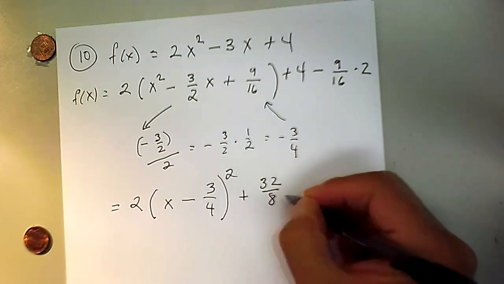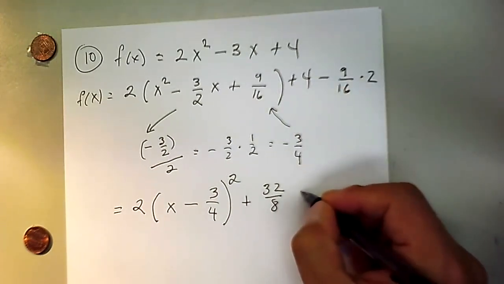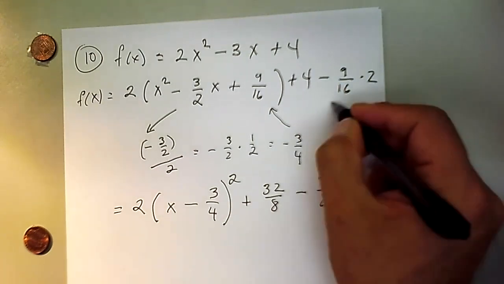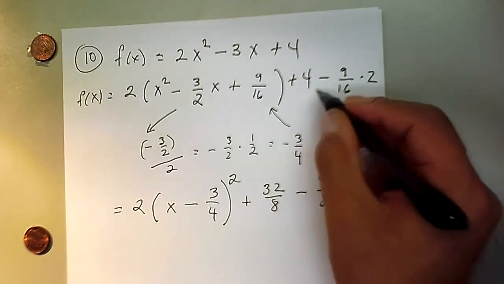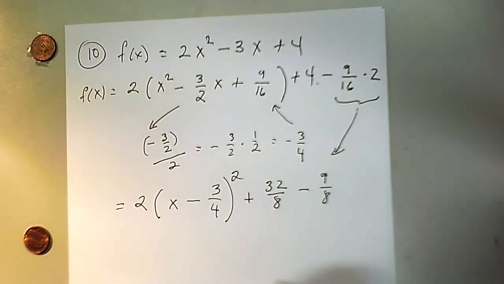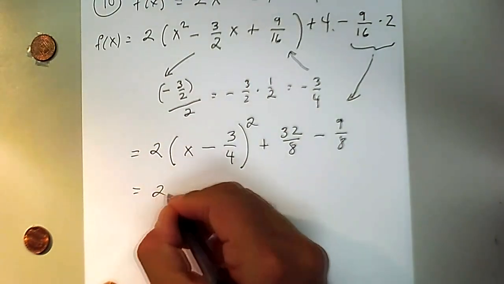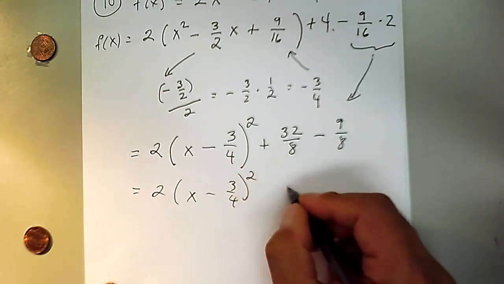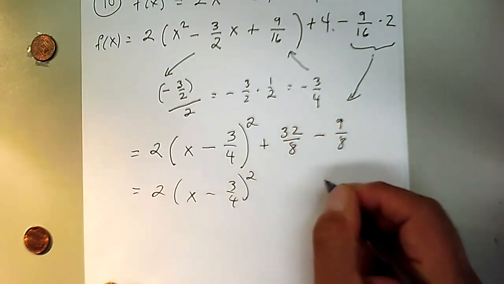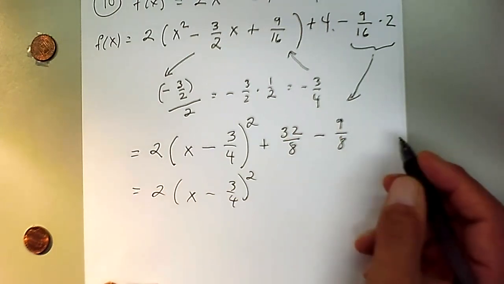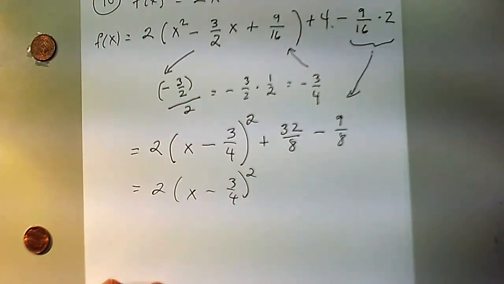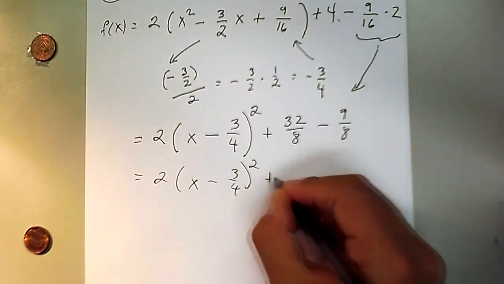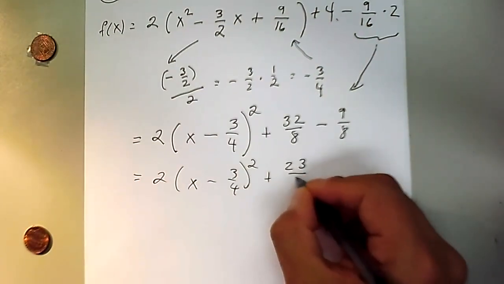32/8, because 32 divided by 8 is 4. But then we have to subtract 9/8. So the 9/8 comes from here. And then the 4 became 32/8, equals quantity x minus 3/4 squared. 32 minus 9, well, 32 minus 10, I know how much that is. That's 22. So since we're taking away a little less than 10, 23 plus 23/8.